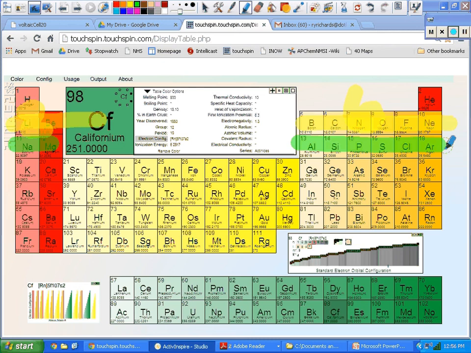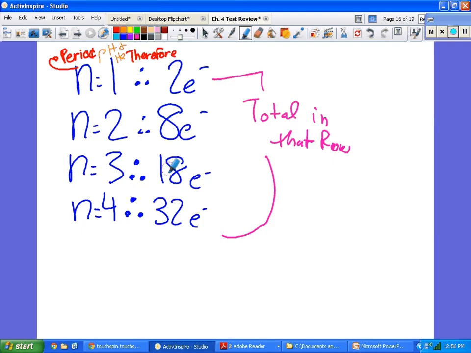Why? Because D is technically with which row? It's technically with row four, but we label it as row three. So now we have how many? There's two in the S. How many in the D? Ten in the D, and how many in the P? So how many total? Eighteen. That's how many total electrons are in each period. And if you did the fourth period, you'd have the 14 Fs to deal with as well.